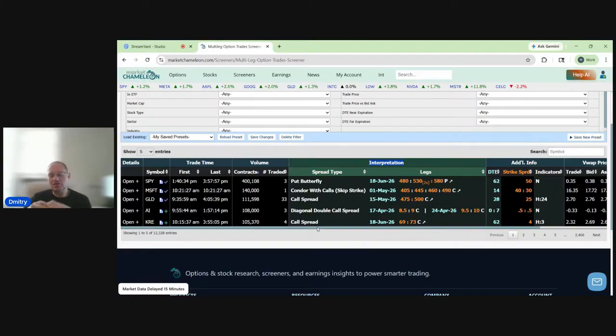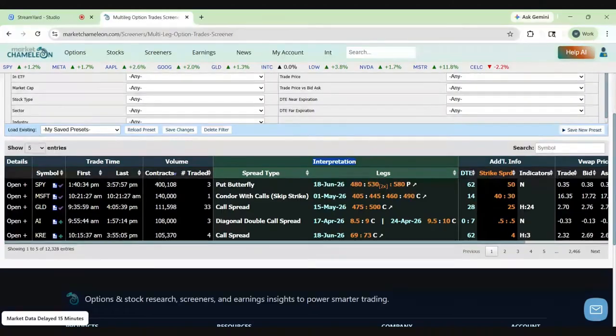So what we see here is a screener that looks at the option trades and reads the information regarding those options trades. If it was a multi-leg, part of a spread, or more than one leg to the option trade, it assembles those option legs and then makes an interpretation. What's the most likely strategy here?